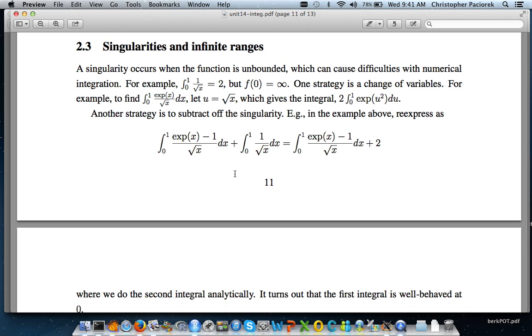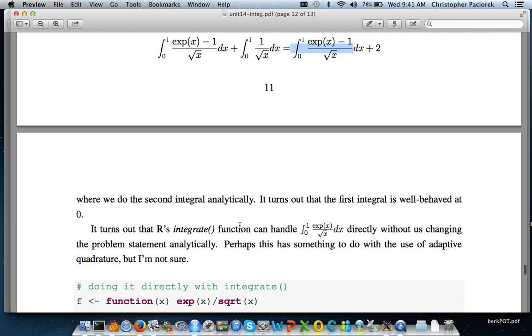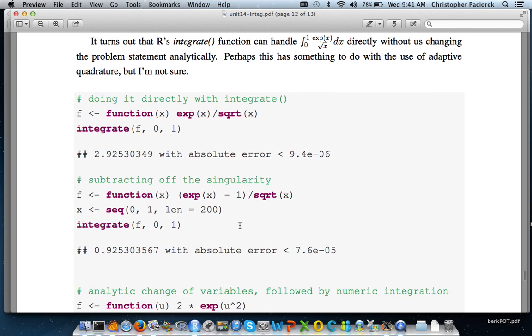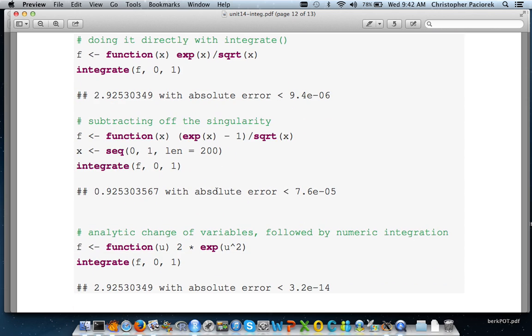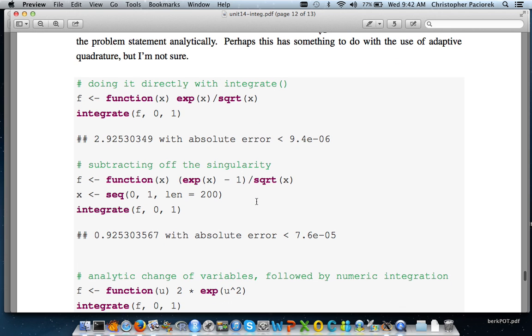And in this case, you could do this piece in closed form, and then you could use numerical integration to do that piece. So there are a variety of different strategies that you can use when you get some of these tricky situations. And then I just show here that it actually turns out that integrate is able to handle this function directly, so I'm not quite sure. It doesn't seem like the singularity in this case causes problems in any event.